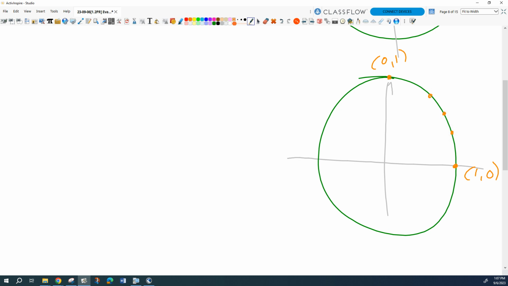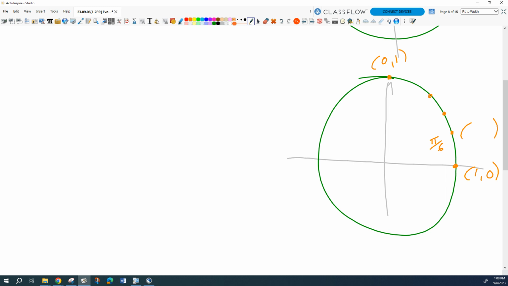How about this guy right here? I want to know what the coordinates are. You're right, it is pi over 6. Okay, that's true. So this is pi over 6 radians. Can I show you guys a trick? Okay. Here's a trick. Put your hand up here.